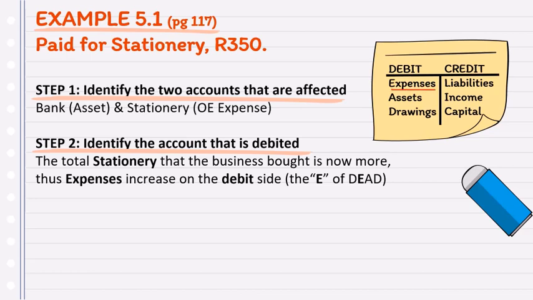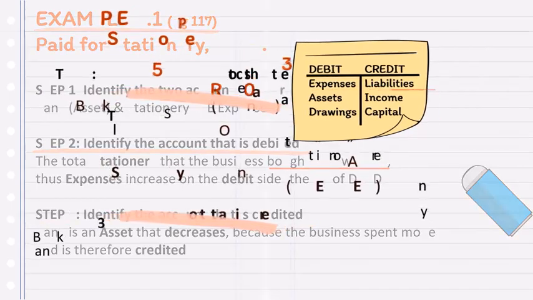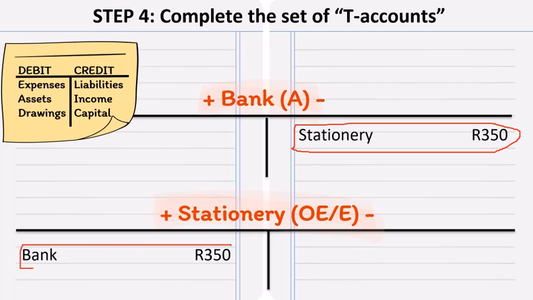And I say to you here that the total stationery the business bought is now more. Okay, so in other words, our total expense for stationery increases, and that happens on the debit side. Bank is credited because we know whenever we spend money, bank is credited. The two T accounts will look like this. Bank is on the minus side, the credit side, because we spent money, and stationery is on the opposite side, the debit side, because our expense is now more.